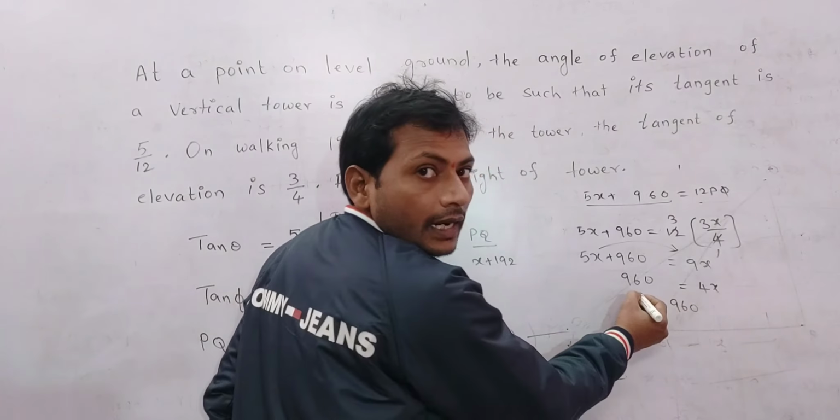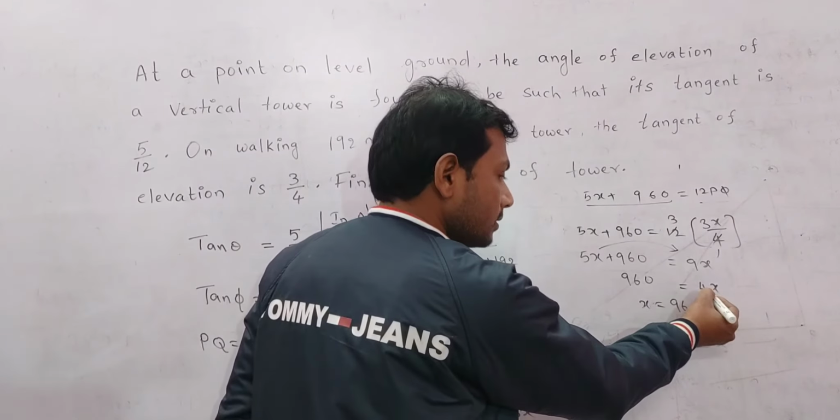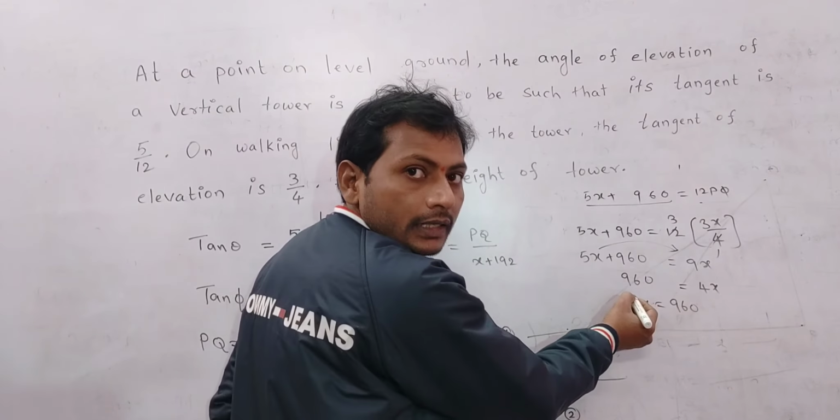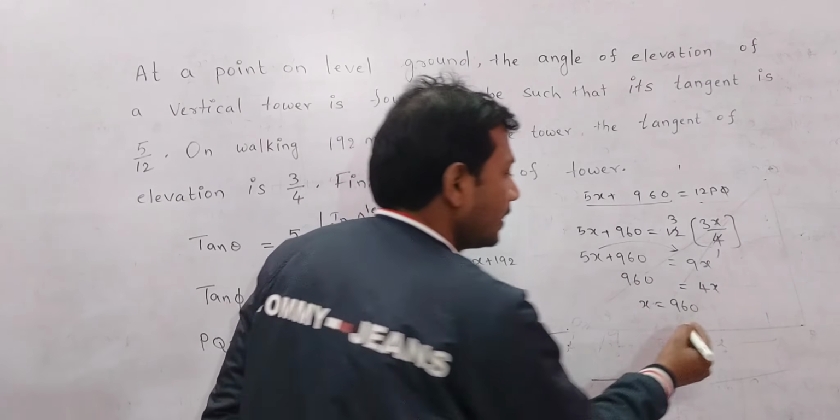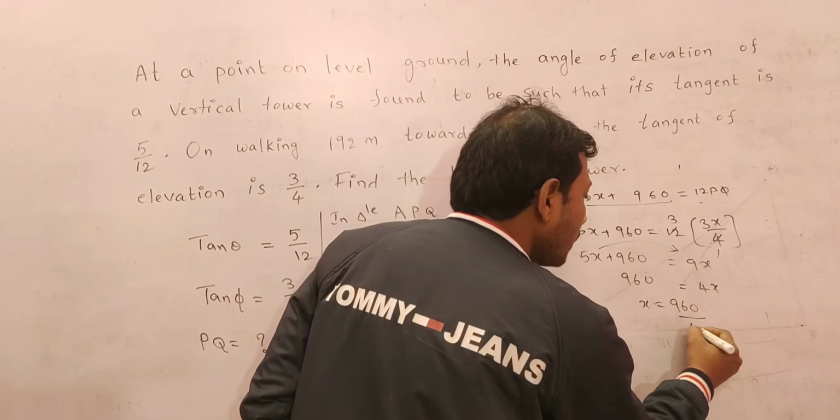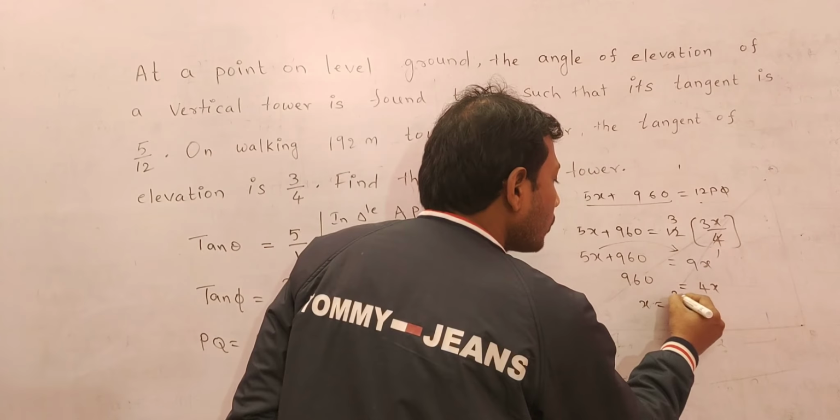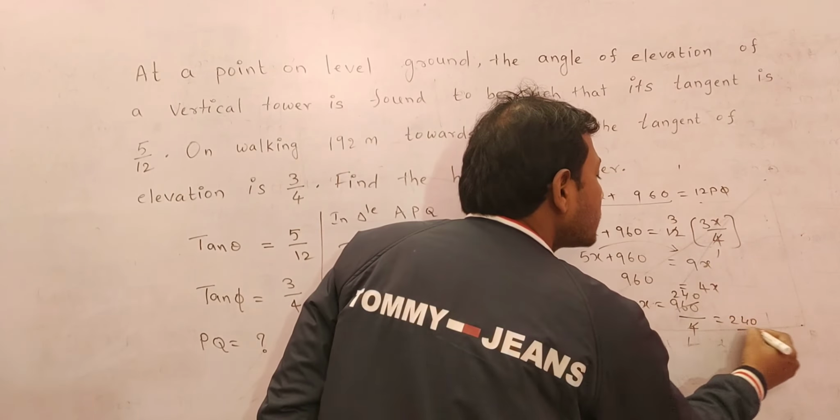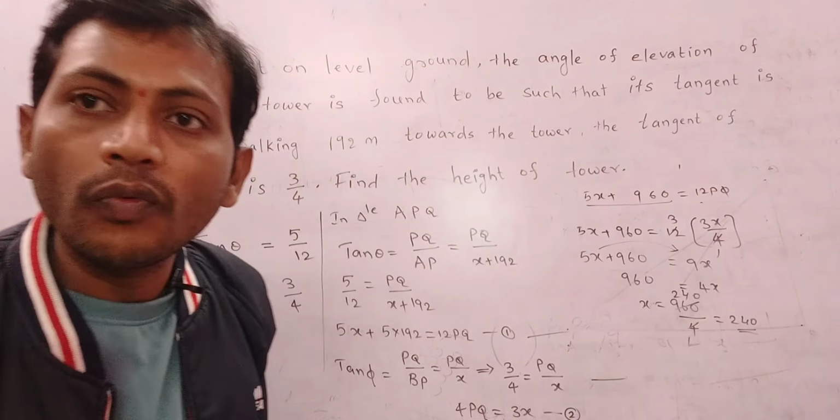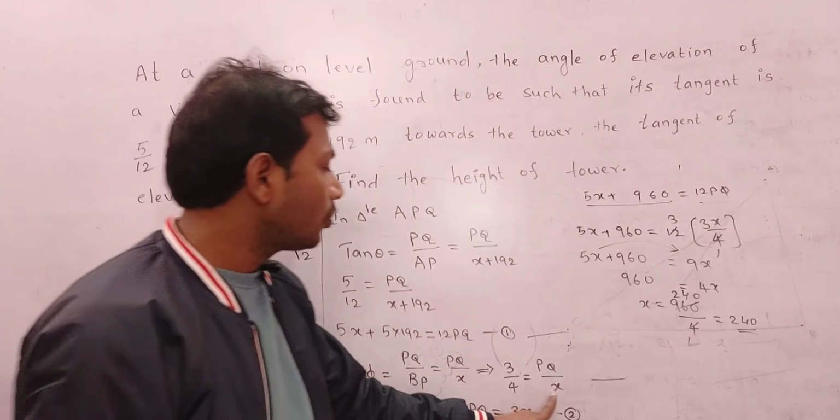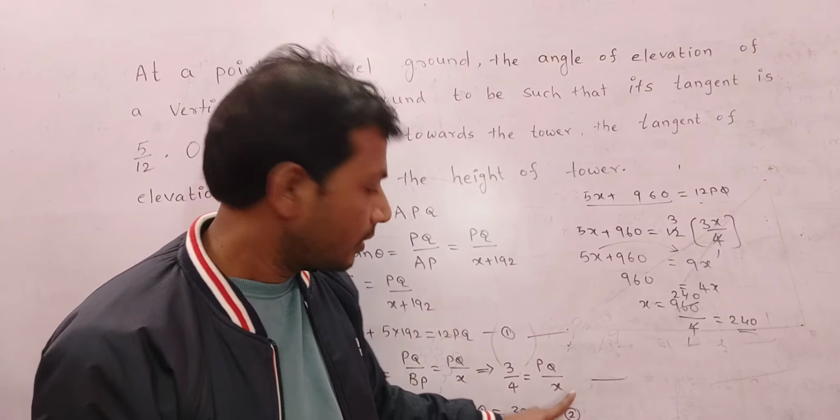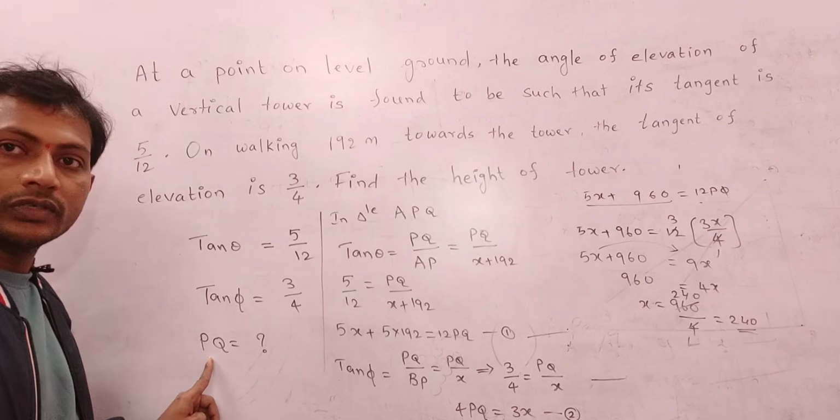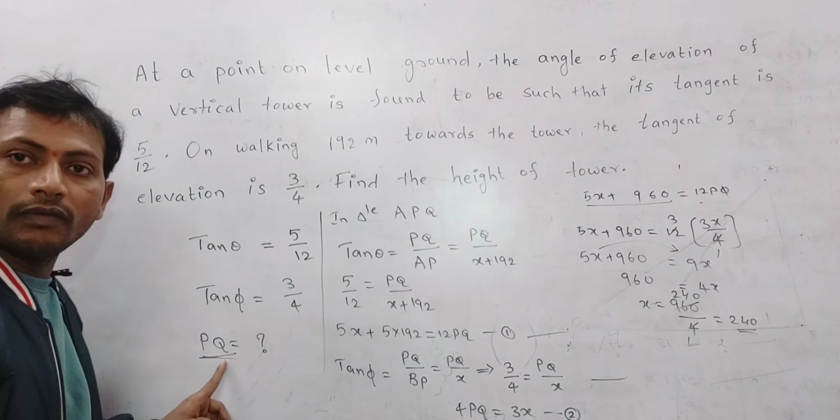Then x equals 960 by 4. Bringing the 4 to this side, it was multiplication, so it becomes division: divided by 4. 4 1s are 4, 4 2s are 8, and 0. The answer I got is x equals 240. But we don't want x. What do we want? The question asks for PQ, the height of the tower.